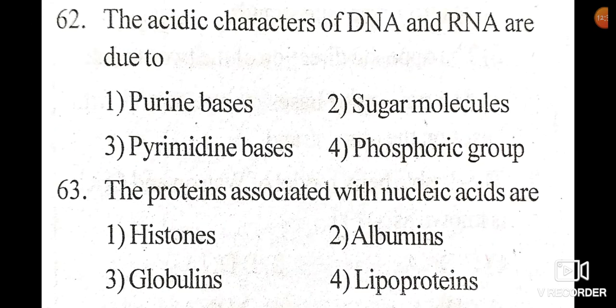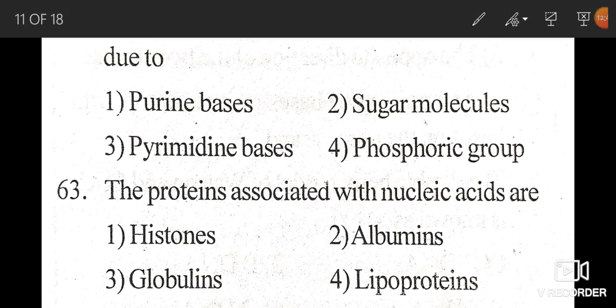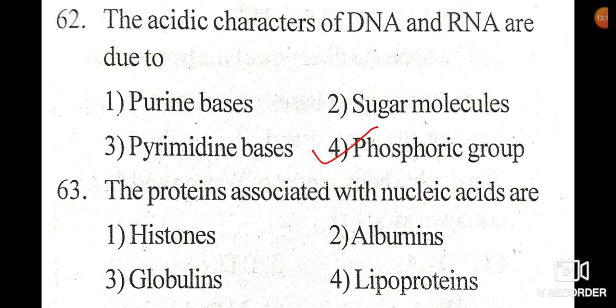Question number 62. The acidic character of DNA and RNA is due to the presence of phosphate, that is phosphoric acid. So the right option is the fourth one. Due to the presence of the phosphoric group in the DNA and RNA structure, it obtains acidic nature.